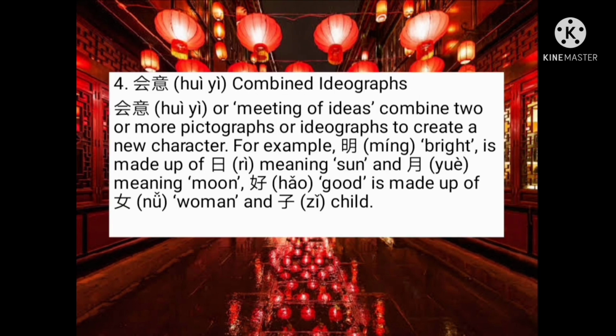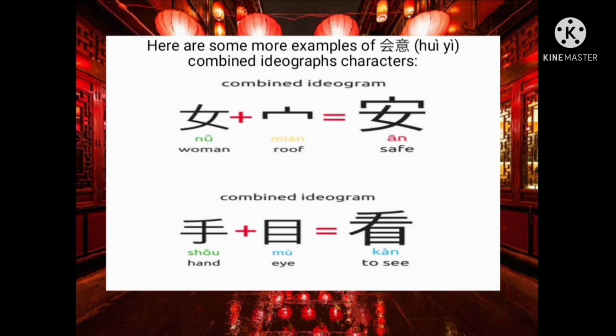4. Huiyi, combined ideographs. Huiyi, or meeting of ideas, combined two or more pictographs or ideographs to create a new character. For example, Ming, bright, is made up of Ri, meaning sun, and Yue, meaning moon. Hao, good, is made up of Nu, woman, and Zi, child. Here are some examples of Huiyi, combined ideograph characters.